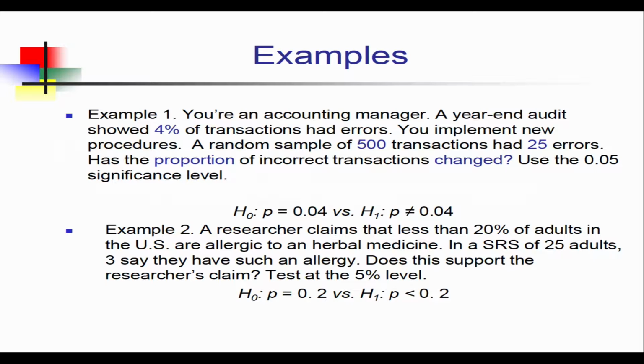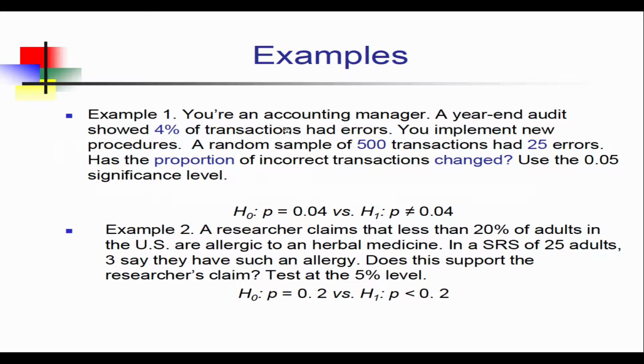For example 1, if you are an accounting manager, a year-end audit showed that 4% of transactions had errors. You implement new procedures. A random sample of 500 transactions had 25 errors. The question is, has the proportion of error transactions changed? You are suggested to use a 5% significance level to perform the test. So this is a problem about the proportion. We first need to write down the null and alternative hypotheses.